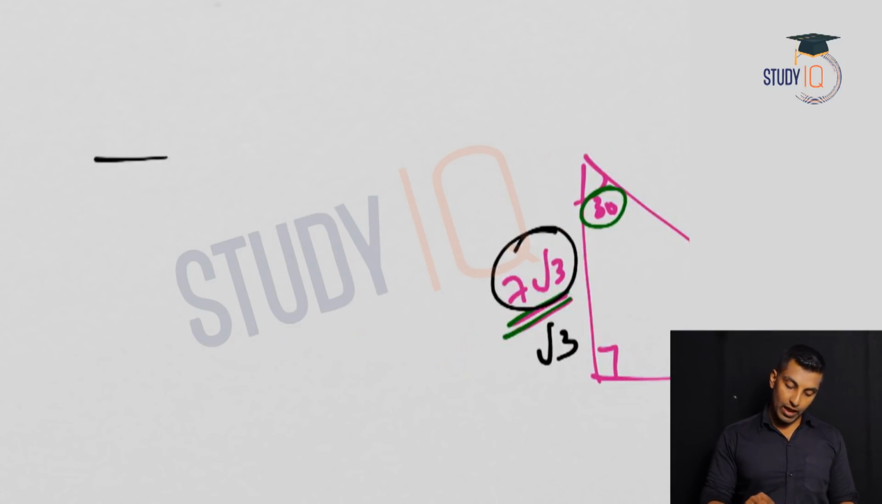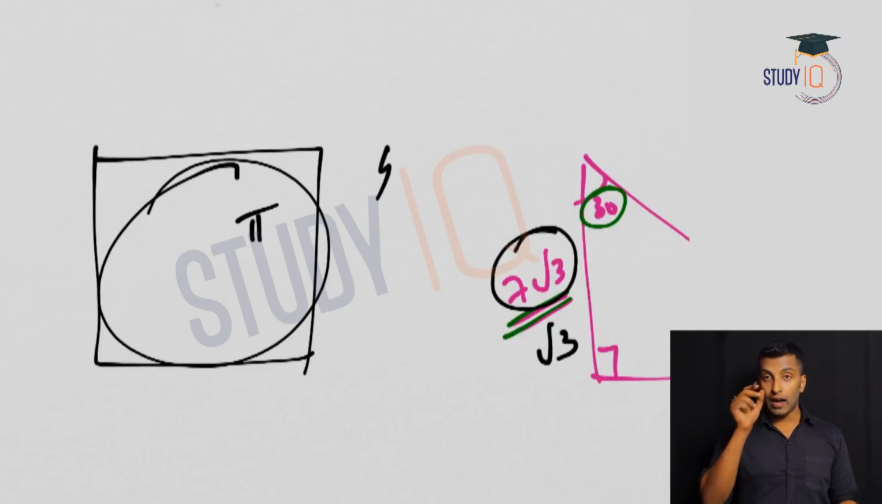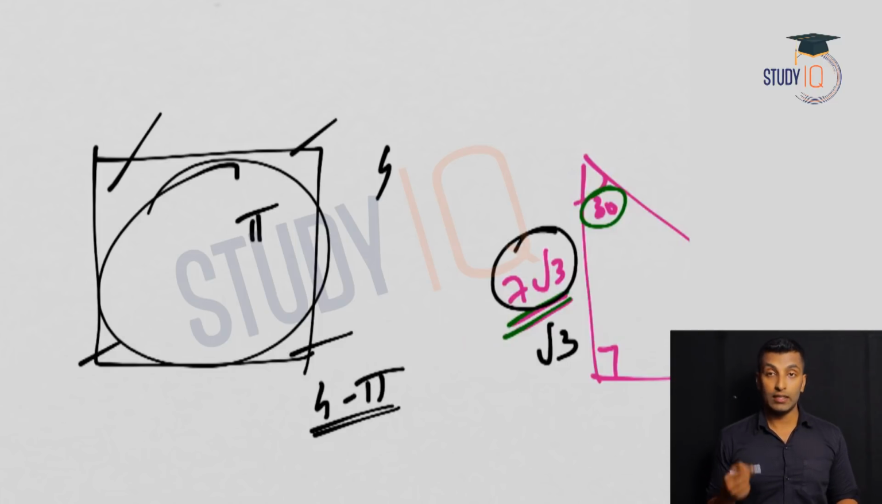Okay, same way this ratio also, 4 and pi, they can ask you in any way. A cloth or a square cloth is there, so the tailor is cutting a maximum possible circle. What is the wasted cloth? Okay, this is what you need to look for. That is 4 minus pi, the cloth wasted. What is the cloth used? That is pi. What is the total area?